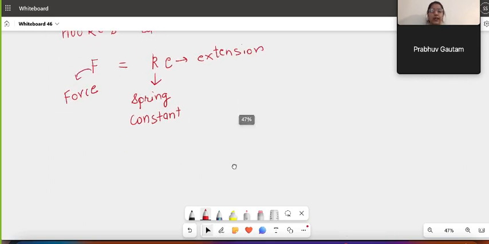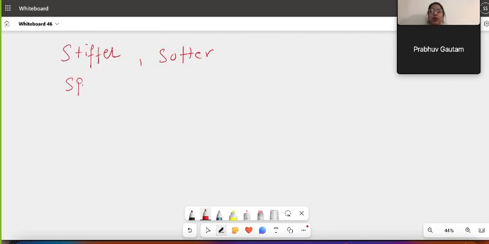So you can find the spring constant from here. What will your spring constant be? It is force divided by extension. So how much force we are applying and how much extension we are getting by applying that force. And what is a softer spring? A softer spring will have a smaller spring constant.